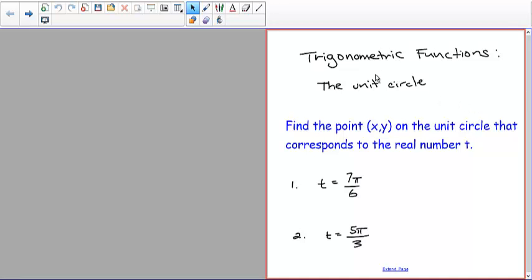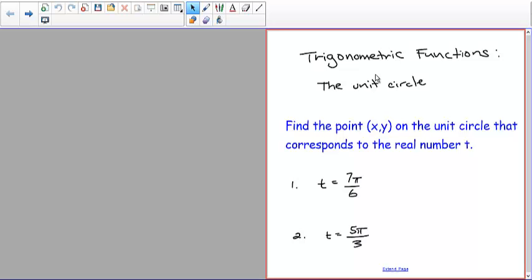Okay, so the second section of Chapter 4 is talking about the unit circle. And the unit circle is just a way of remembering the values of the trig functions. And these are the trig functions between, well, nominally between 0 and 2 pi. So one full rotation.